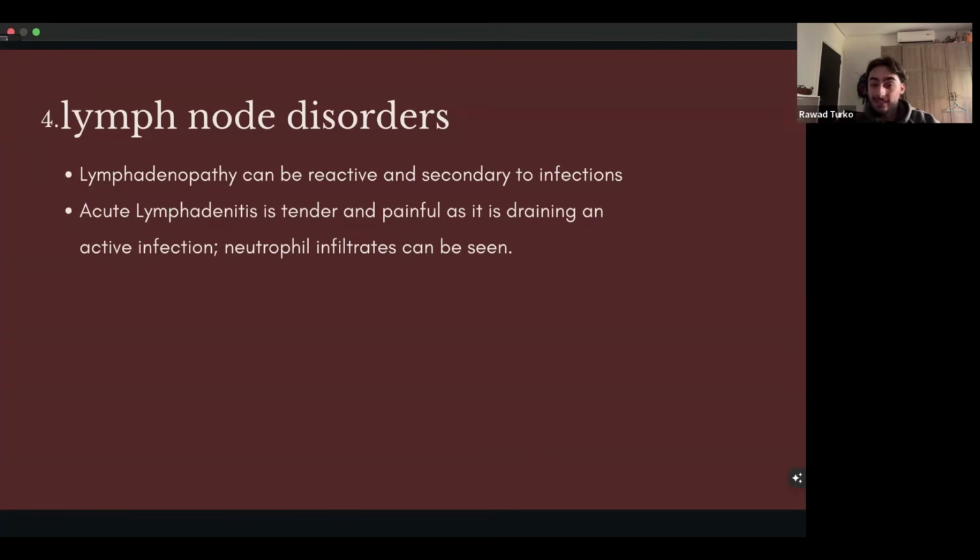Now, if it's painless, this is where it's a bit more complicated, and there's a higher risk of malignancy, especially in older patients. Okay, when an older patient has painless lymphadenopathy or lymphadenitis, then that does raise a few red flags. So this is the main point that I want you to get from here. In painful lymphadenitis, it's not because of any primary reason. It's usually just because it's draining an active infection.